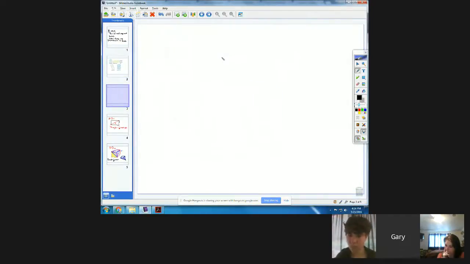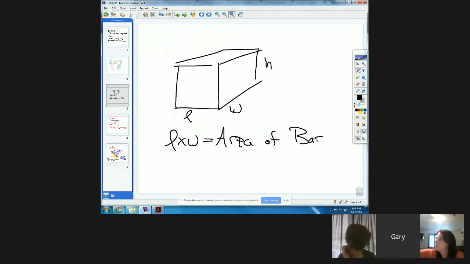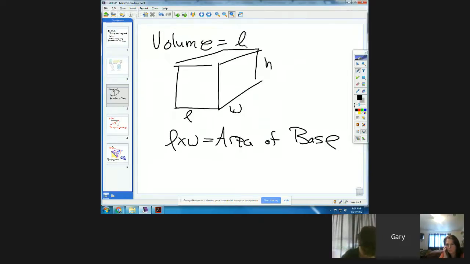So with a rectangular box, we have a length and a width and a height. If you take the length times the width, that gives the area of the base. So one common formula for a box is that the volume is equal to the length times the width times the height.